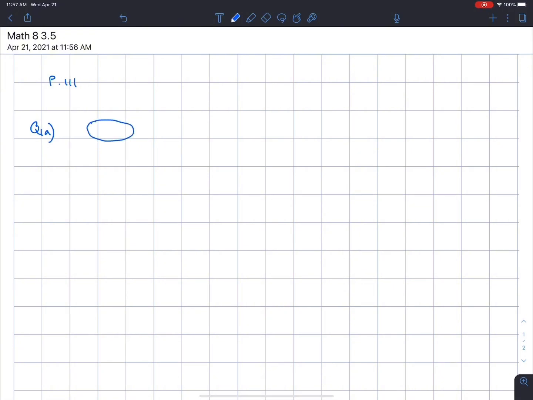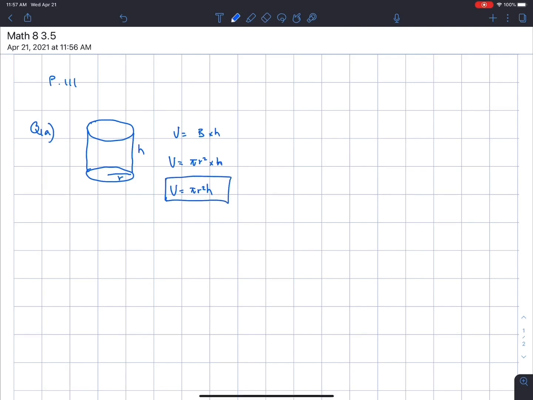So a cylinder is just a circular base prism. So the volume is going to be the base area times the height. The base area, because the base is just a circle, and the area of a circle is pi r squared. So the base area is really just pi r squared times h. So we can say that volume is pi r squared h. So this is the formula for finding the volume of a cylinder.